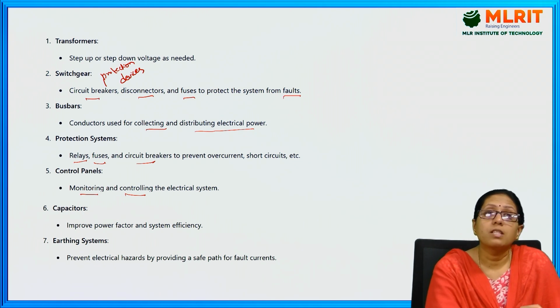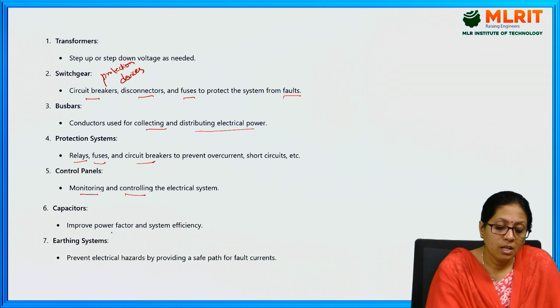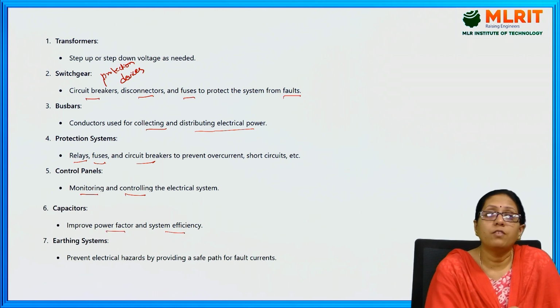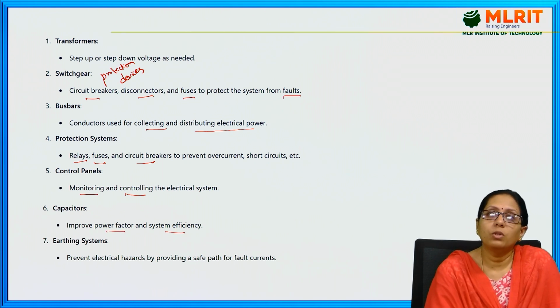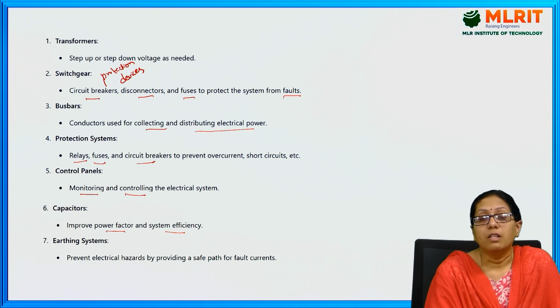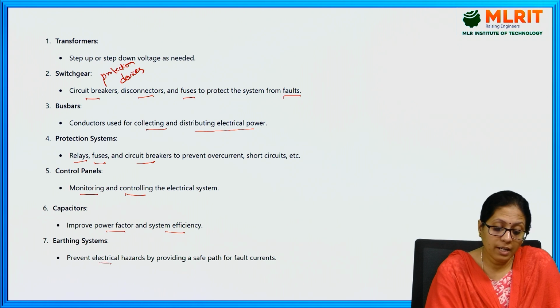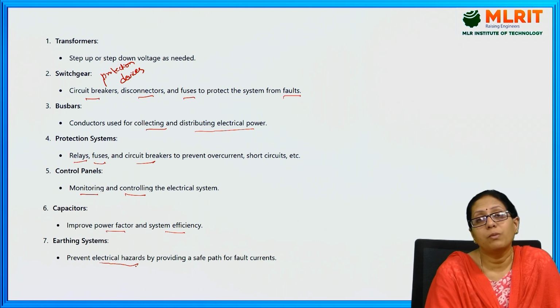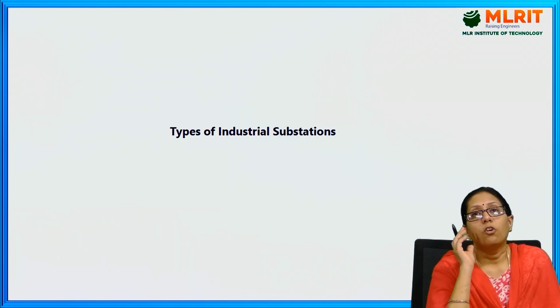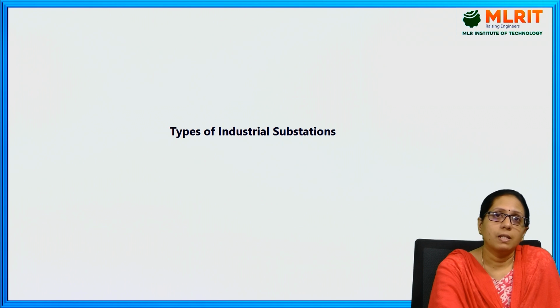The sixth one is capacitors, which improve the power factor and system efficiency. Capacitors are used to improve the power factor and system efficiency. The seventh one is the earthing systems, different grounding or earthing systems in order to protect the device. In order to prevent electrical hazards, we need to properly ground or earth the system. What are the different types of industrial substations?